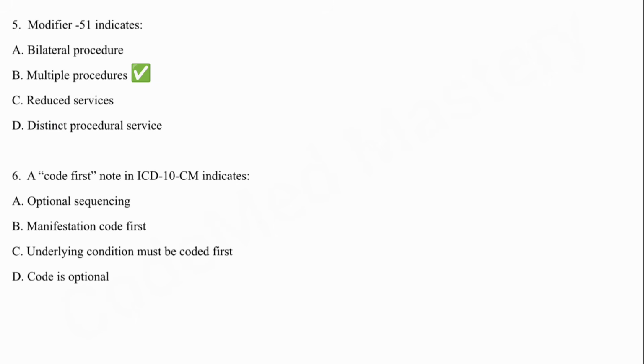The right answer is underlying condition must be coded first. A code first note appears on manifestation codes. It instructs the coder to sequence the underlying condition first, followed by manifestation.